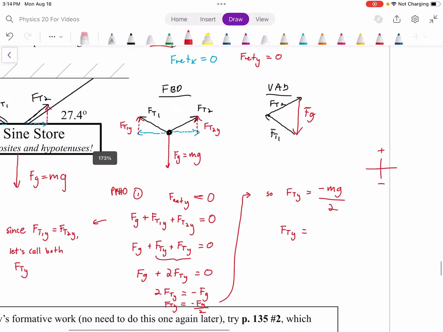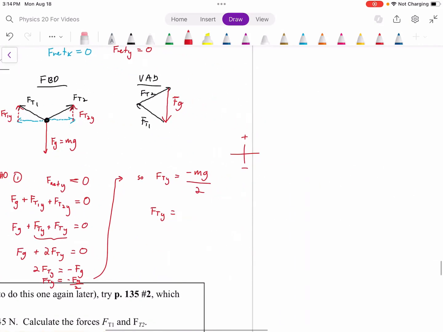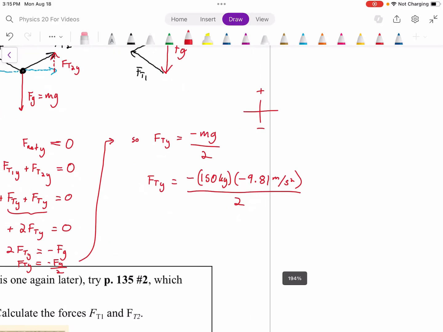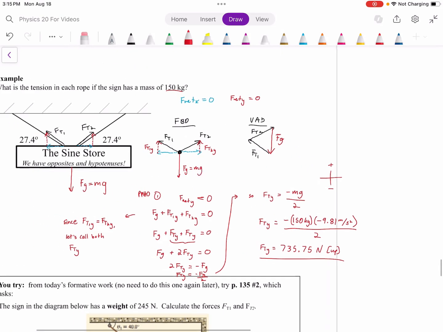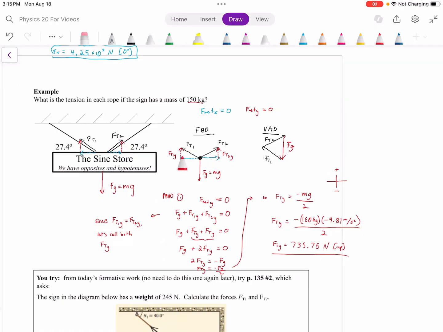We know the mass is 150 kilograms and acceleration due to gravity is 9.81 meters per second squared, but downwards. So I'm going to do negative 9.81 meters per second squared. Those double negatives will cancel and give us a positive. That's good, right? We were hoping for a positive. So I got that the force of tension in the y-axis for each of our two ropes is 735.75 newtons, right? Up.